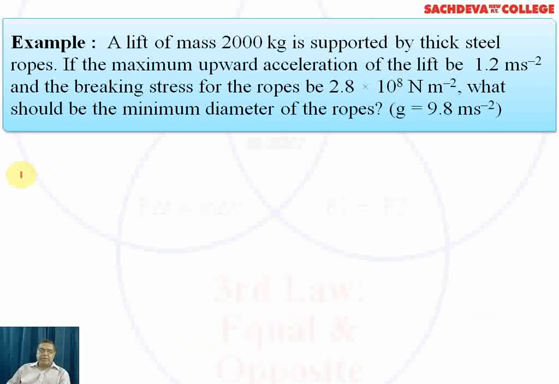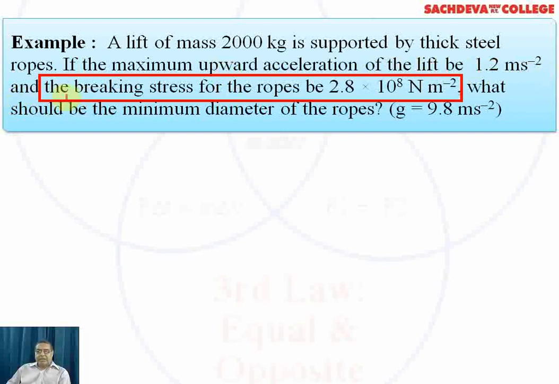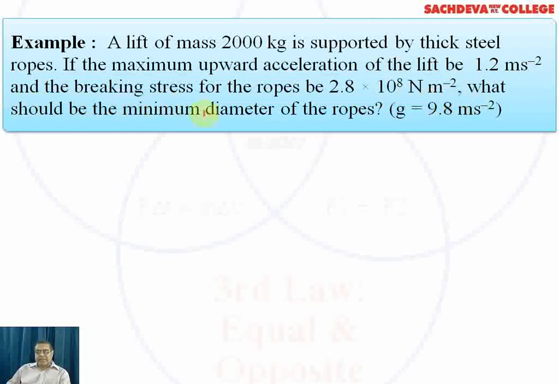Now another example, the case of a lift is again taken. The lift of mass 2000 kg is supported by a thick steel rope. The maximum upward acceleration of the lift is 1.2 meter per second square and the breaking stress for the rope is 2.8 into 10 to the power 8 Newton per meter square. That is the elasticity given. What should be the minimum diameter of the rope, taking g as 9.8?